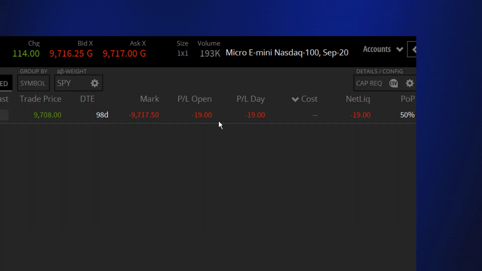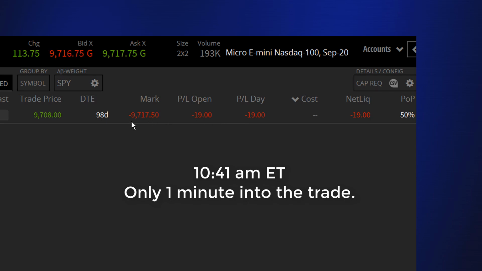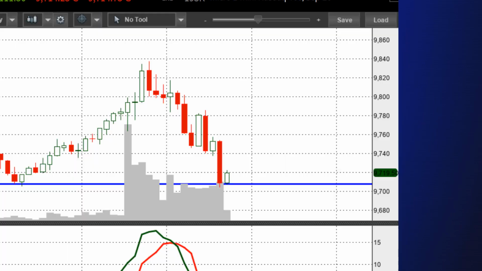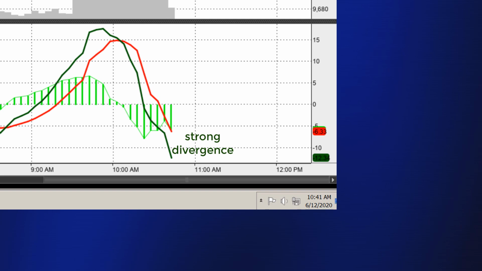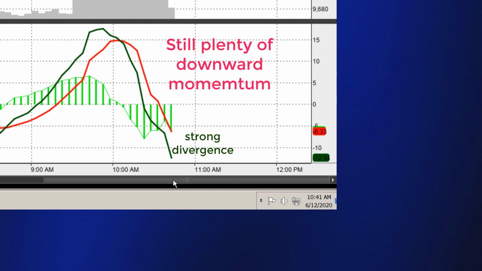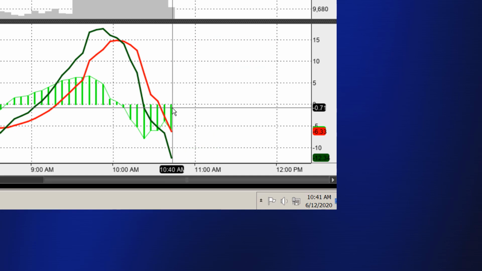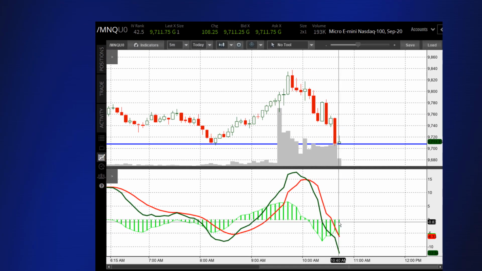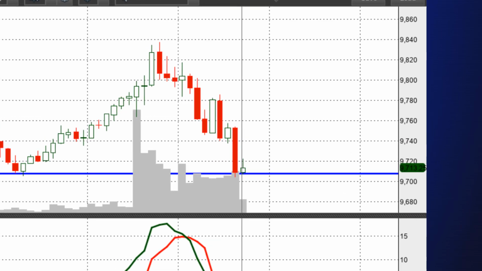One of the things, $19 is where we're down at 10:41, only about 1 minute into the trade. You can see there. Now, look at this. We still have plenty of downward momentum. That green line is below the red line, and it's a good trade signal. It's strong, and it leaves very little doubt there.